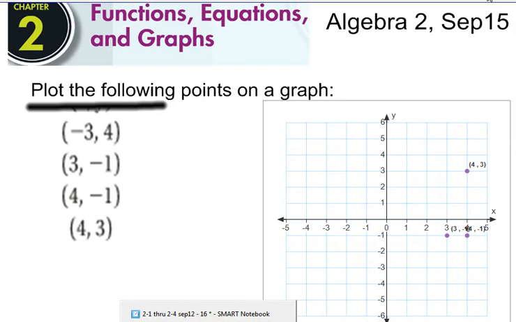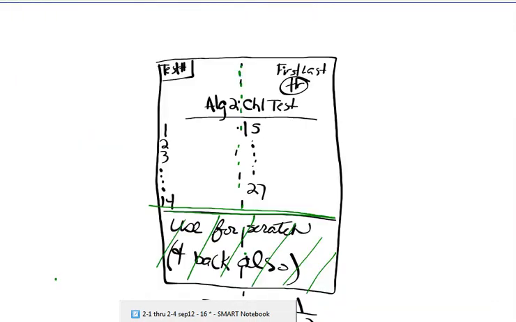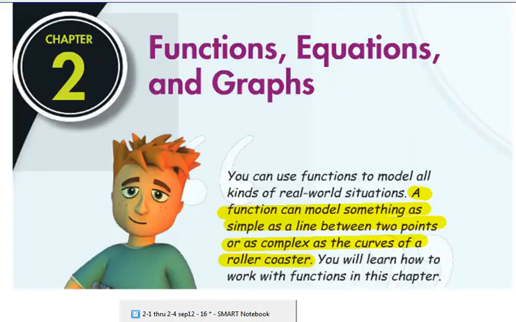Hi, this is Miss Downey, and I want to go over our lesson today, a quick lesson for the beginning of Chapter 2, 2-1. Chapter 2 is all about functions, equations, and graphs.